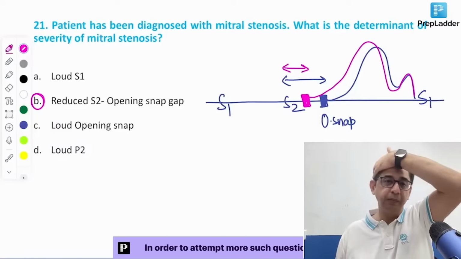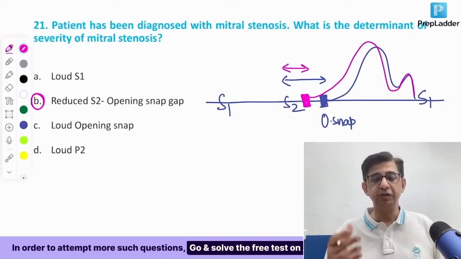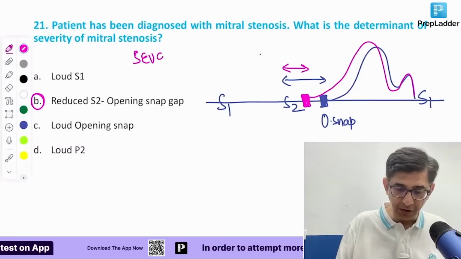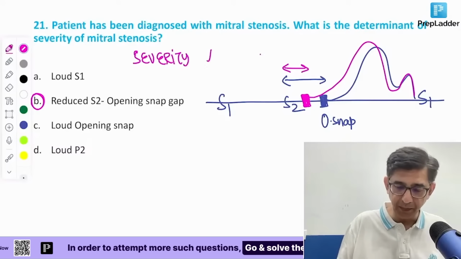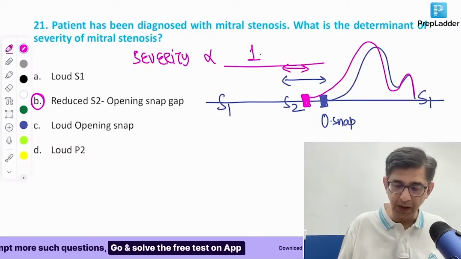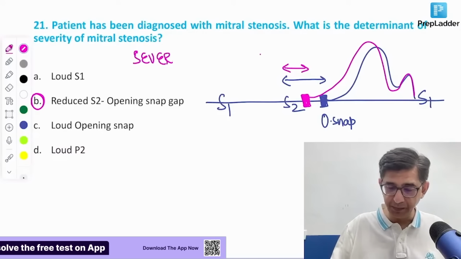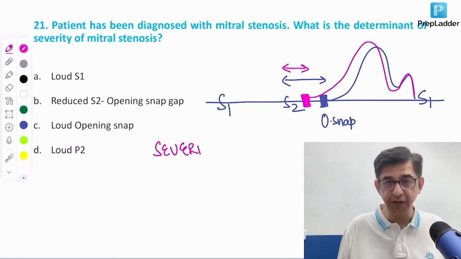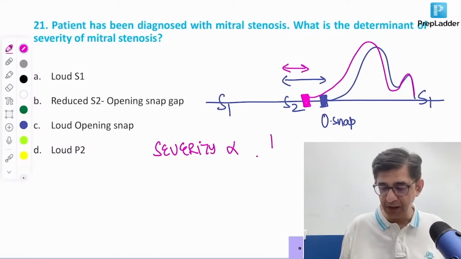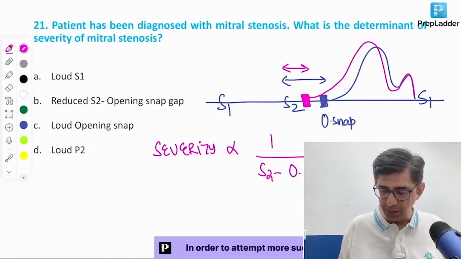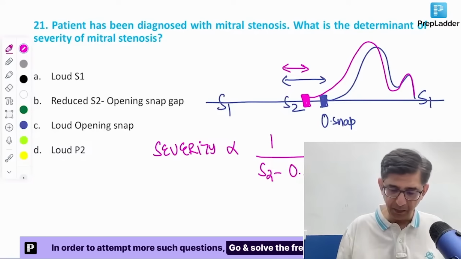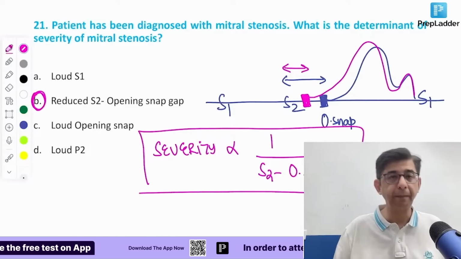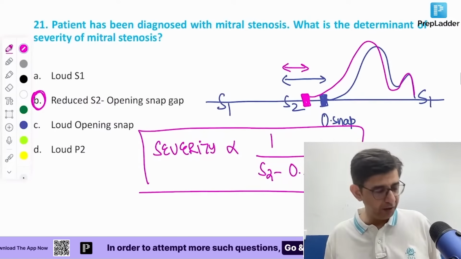Okay. Patient has been diagnosed with mitral stenosis. Severity of mitral stenosis. Severity of mitral stenosis is inversely related to S2 opening snap gap. I'll write it again. Severity of mitral stenosis, guys, is inversely related to S2 opening snap gap. That's the statement to be remembered for this one. The answer to this question is option number B. 21st is sorted. Let's move on to 22nd.